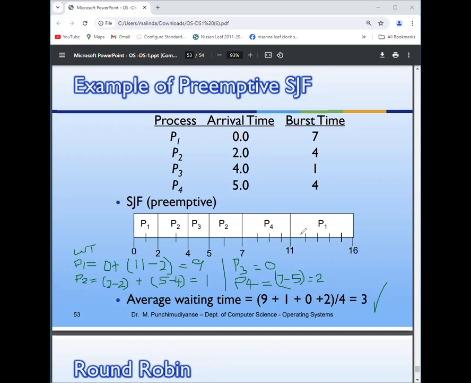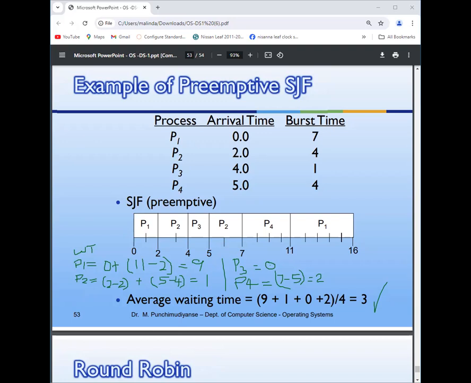You draw the Gantt chart correctly. Then using the Gantt chart, we do the calculation. Right? Waiting time okay? Is it clear? Okay, sir. Okay. Right, let's do the turnaround time.